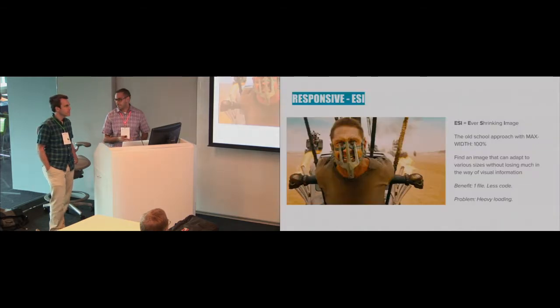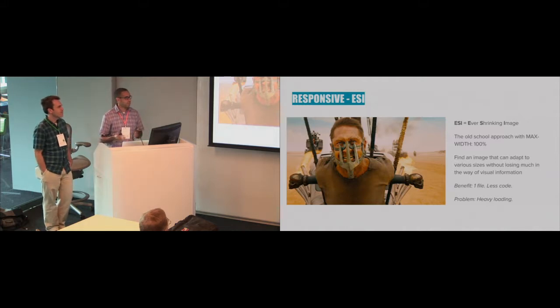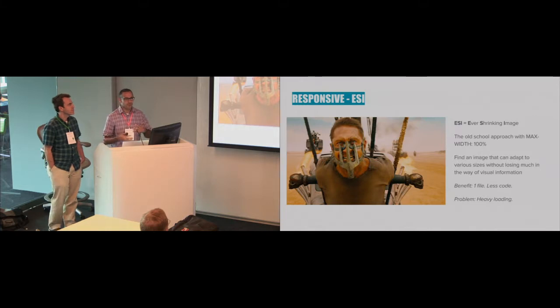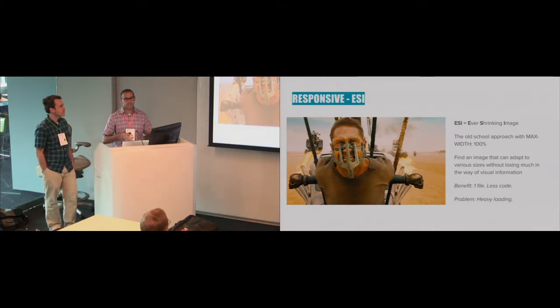Now, I don't know if there is an actual name for this, but JP and I have dubbed this ESI, the ever-shrinking image technique, for how if you want to create an image that is quickly responsive across all screens, you just add this max width 100% and height auto, and it'll change from your desktop all the way down to mobile. It'll keep the same aspect ratio, and it'll work pretty well.